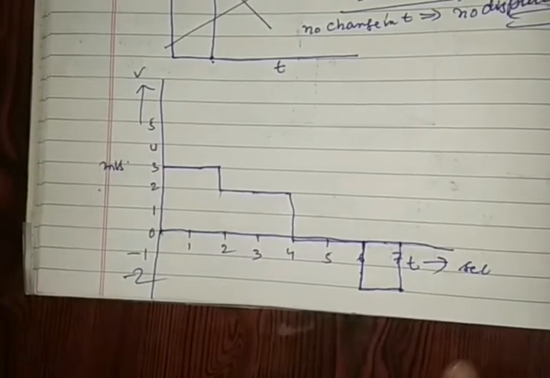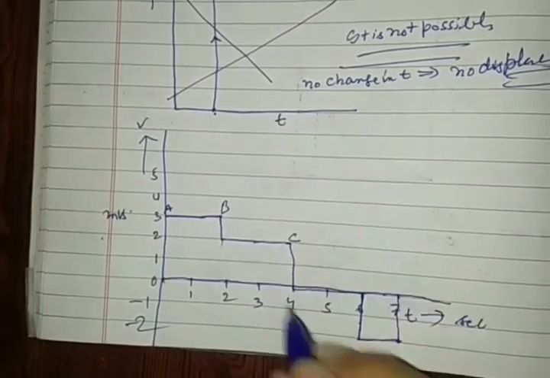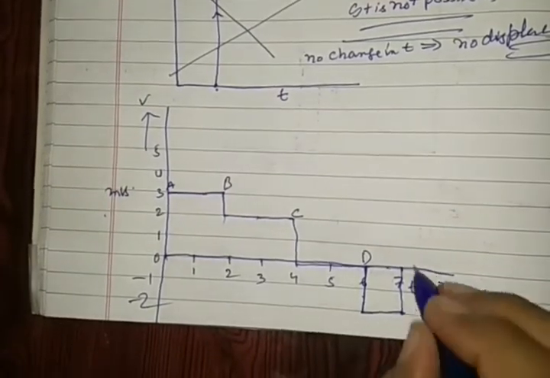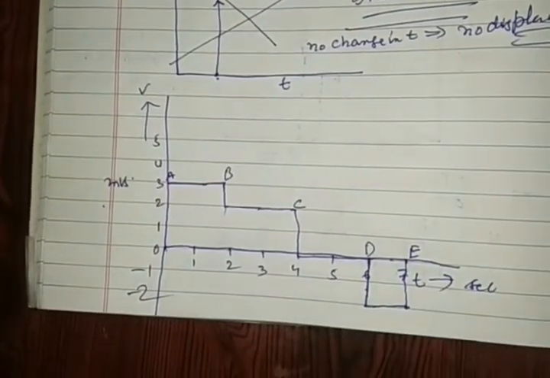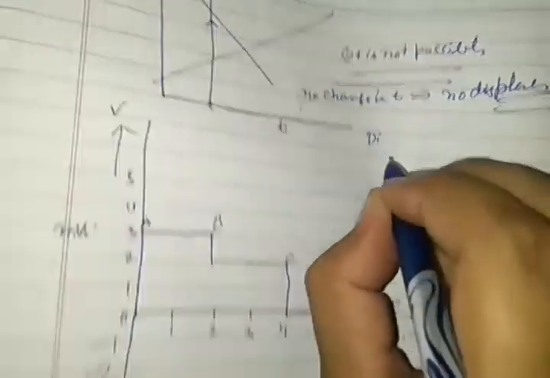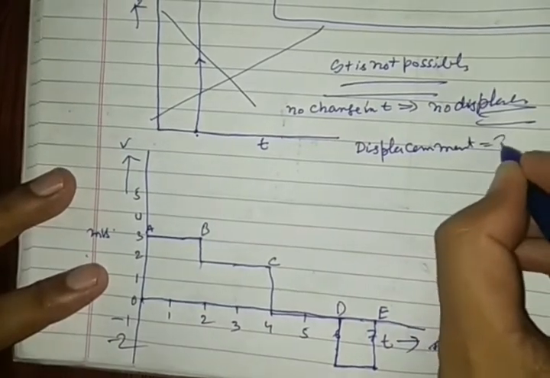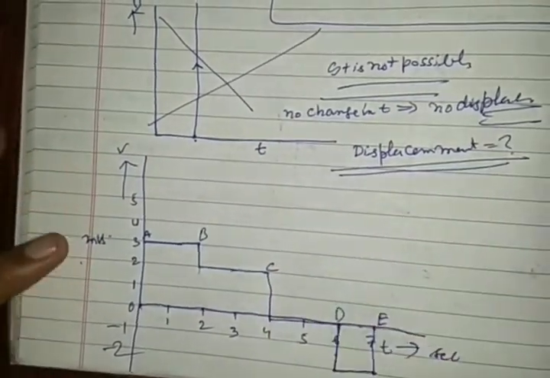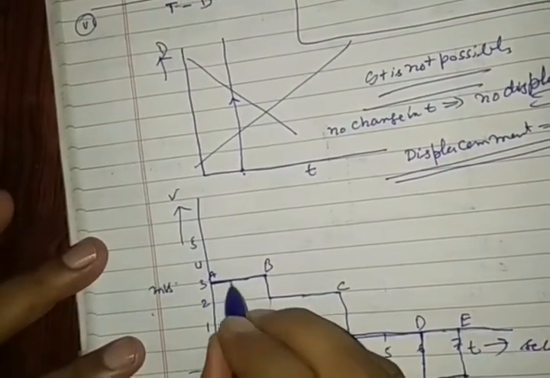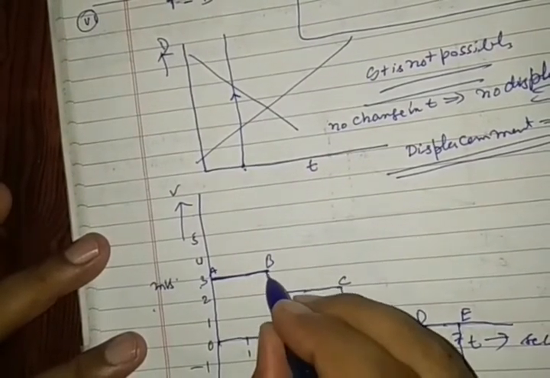See very carefully in this case. Let a body move from A to B, B to C, C to D, D to E here. In this case, we want to obtain the displacement. See very carefully. Here A to B, it travels with uniform velocity, that is 3 meter per second.